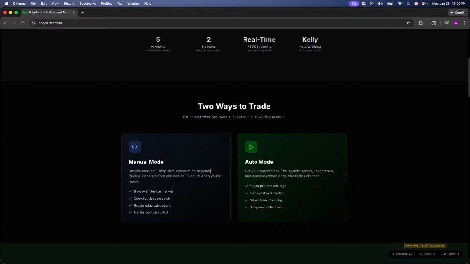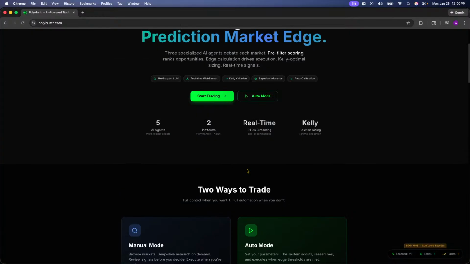Deep dive research on demand. This is basically what I was asking for. Set your parameters, the scout researches and executes when on. Okay, I see. So you're using multi-module, two platforms, Polymarket and Kalshi, and sub-second price. I don't think this matters as much. Kelly position sizing, yes, that's optimal, but it's all based on the information. So I think the first two things are more important. I don't know if speed matters here. I think this is a luxury, not a necessity, but a luxury that makes sense.